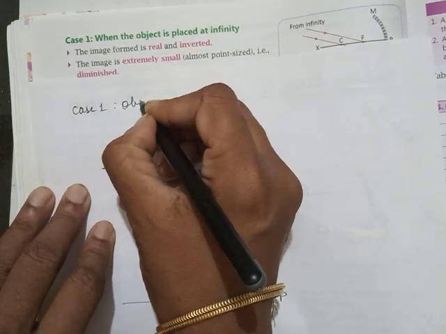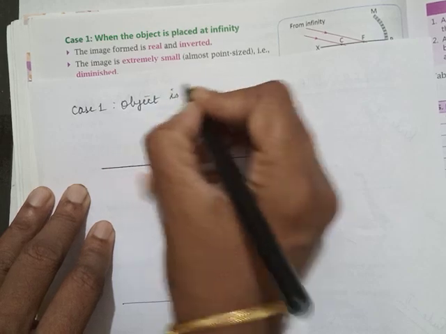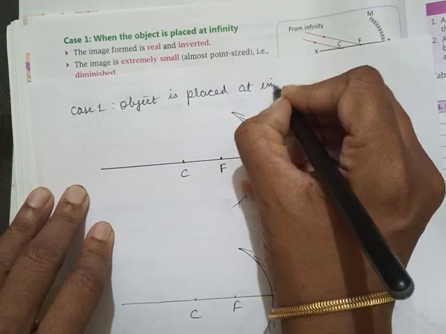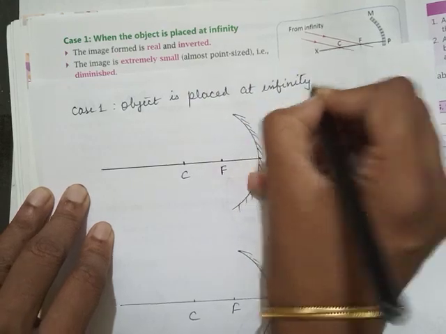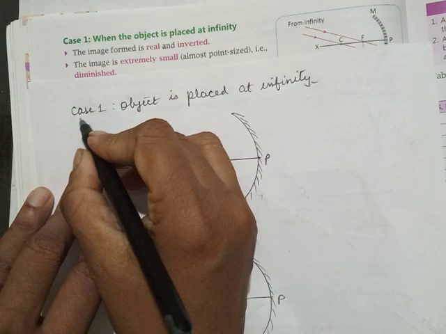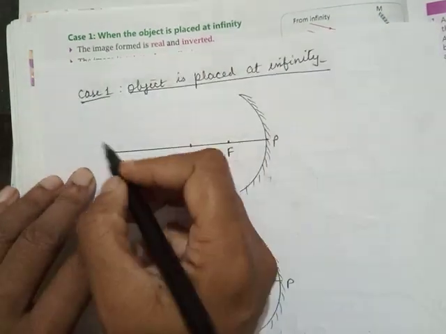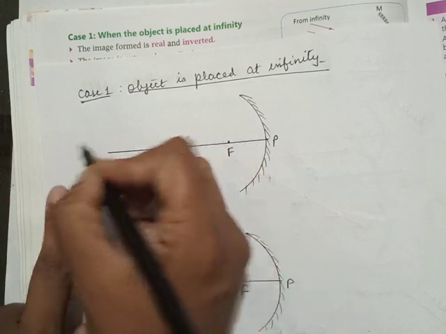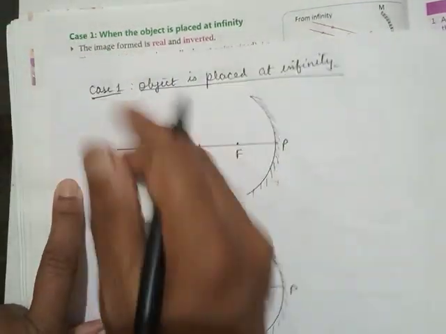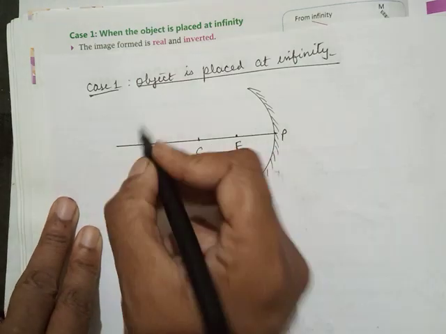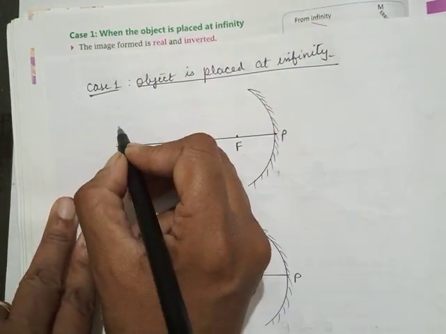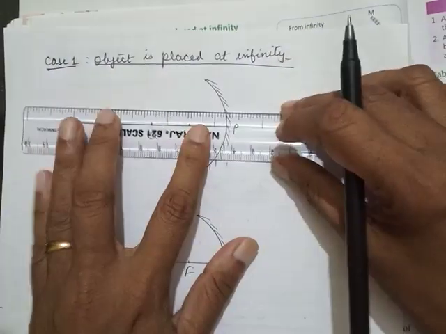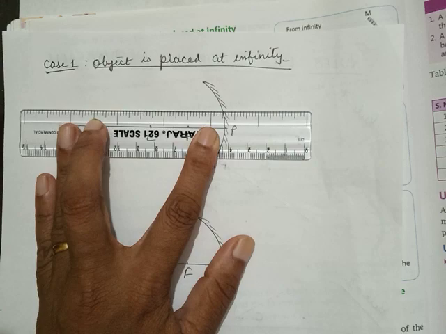the object is placed at infinity. You know what is infinity? Infinity means far away. Somewhere far away is called infinity. That means you're assuming the object is somewhere very, very far, so you cannot see it. So the rule is, whenever the object is at infinity, parallel rays will be coming from it. We should assume parallel rays coming from it.